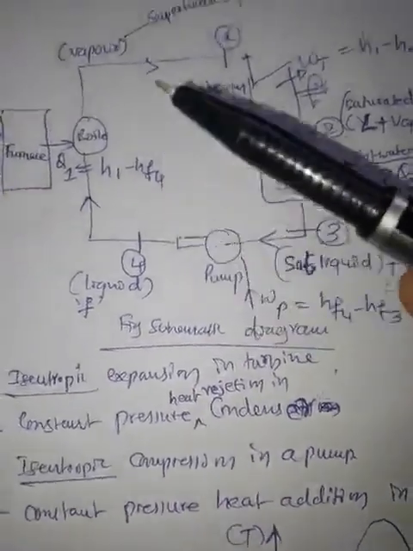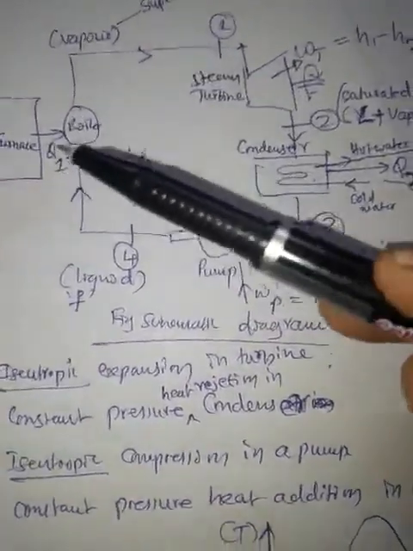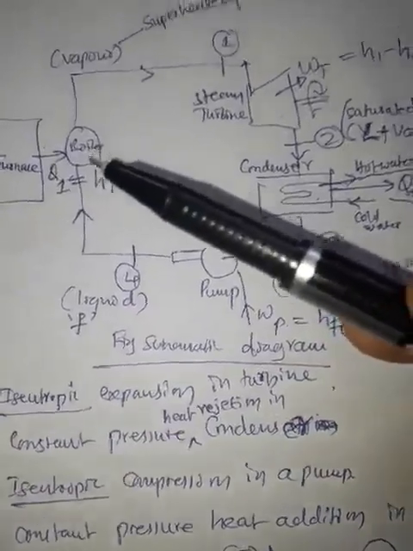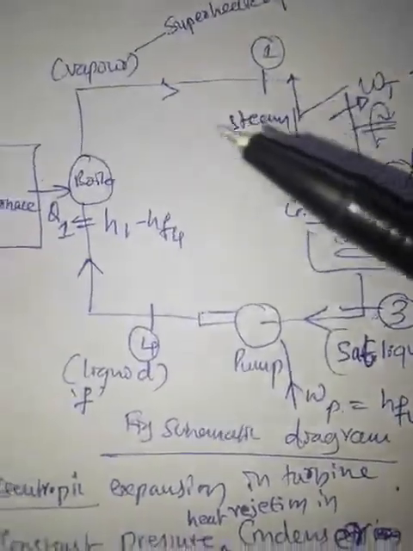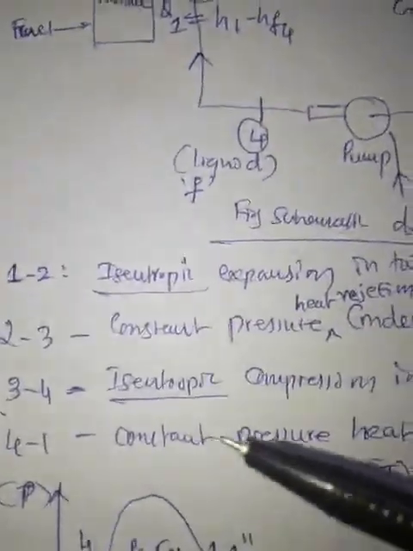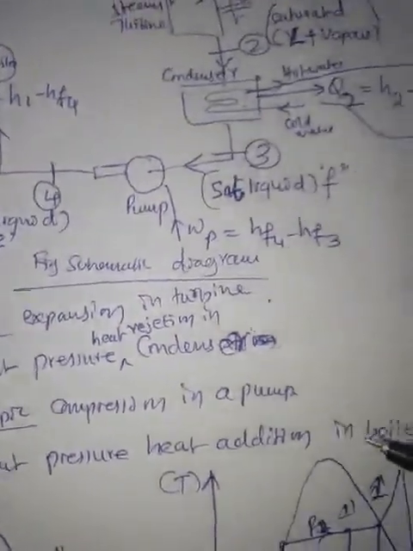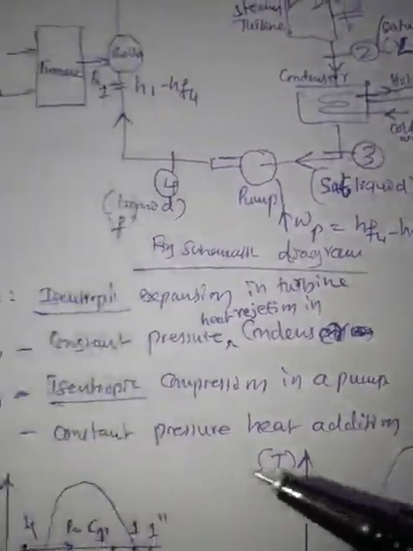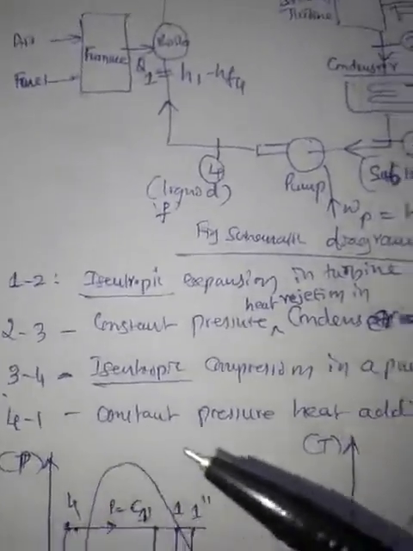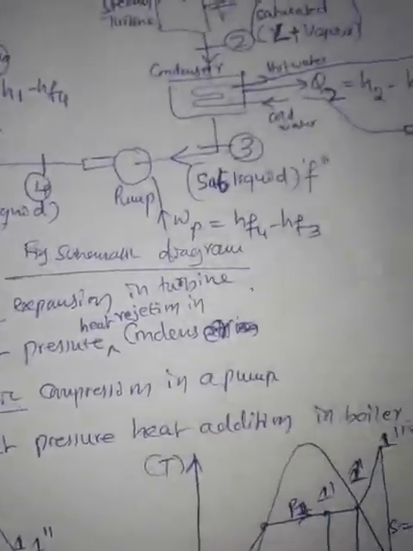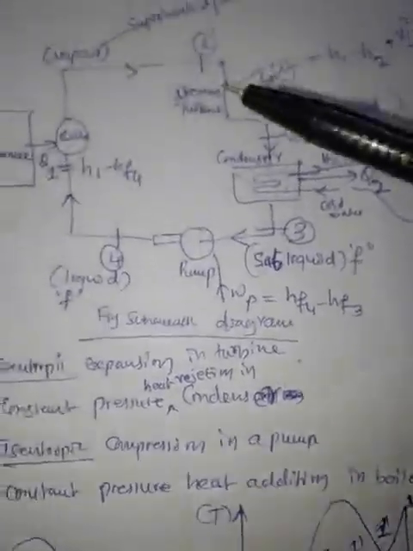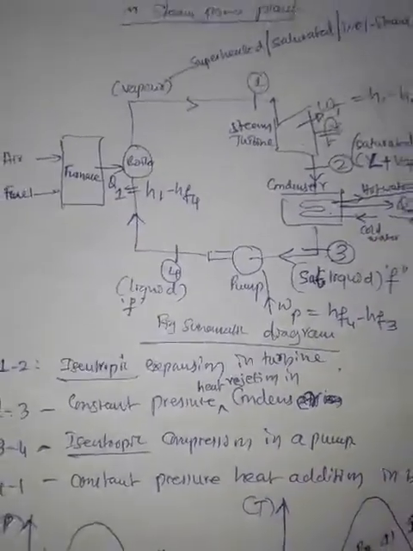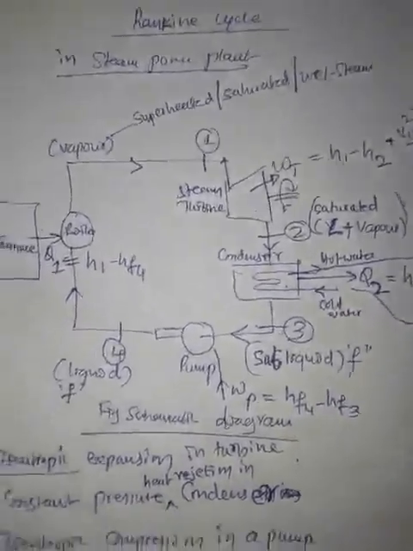Then 4 to 1, what are we doing? We are adding heat energy to the water. So that is a constant pressure heat addition process in the boiler. So 4 to 1 is constant pressure heat addition in the boiler. So these are the process names in the Rankine cycle.